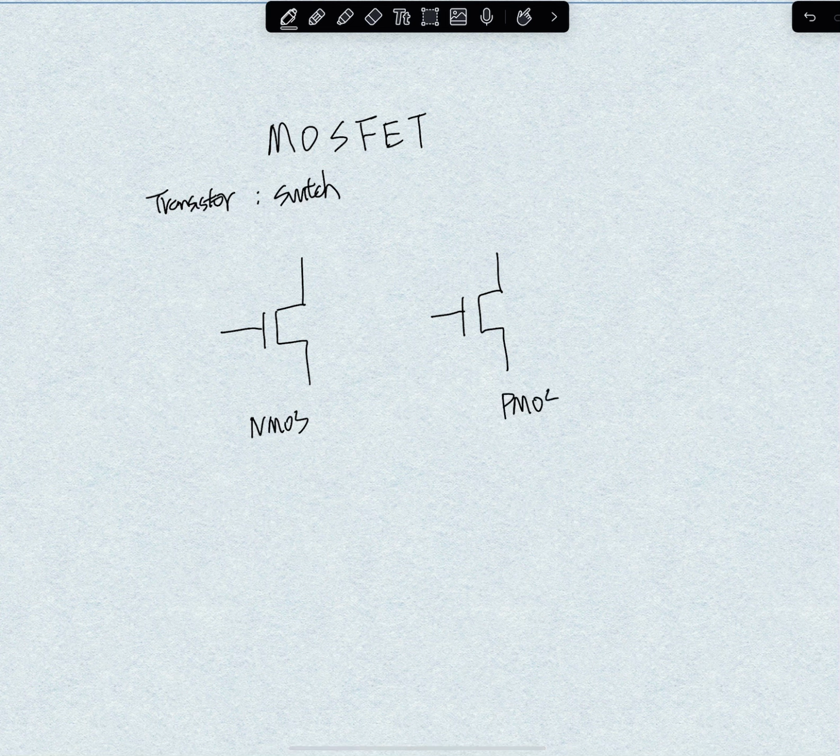NMOS and PMOS. So these are three-terminal or four-terminal devices. If you consider the bulk, we'll talk about bulk later. So the middle part is the gate. The gate is the control which can control the current flowing from the drain to source. For the NMOS, you draw the arrow coming out, and for PMOS you draw the arrow coming into the transistor.